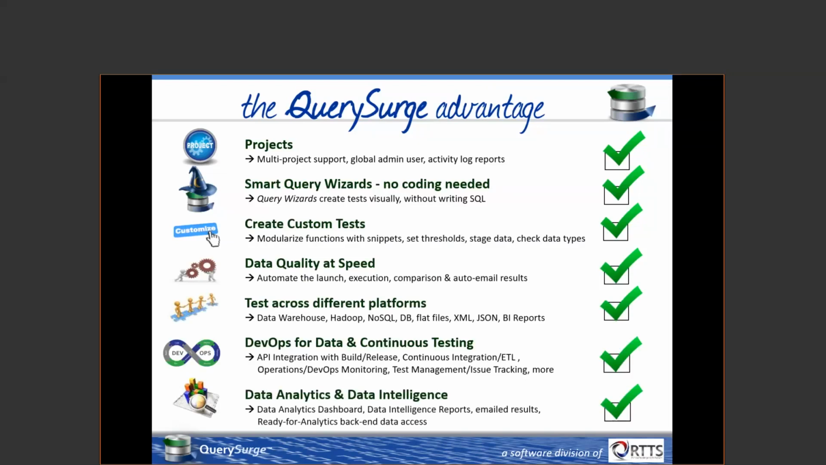And lastly, we have data analytics and data intelligence reports. We have widgets, a reporting section, which gives you great insight into the overall health of your data. And we also can provide backend access, which means you have the ability to write any type of query you want to pull the information out of the QuerySurge database and collect those metrics and display them in reports or graphs. You can also point your own BI tool at the QuerySurge backend as well.